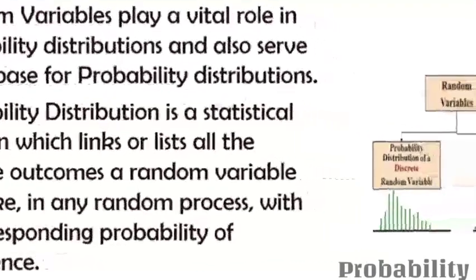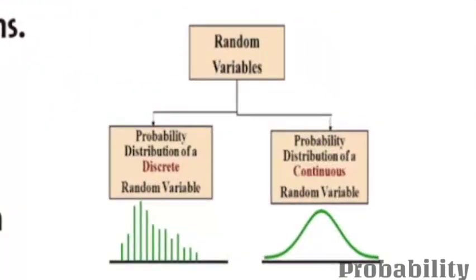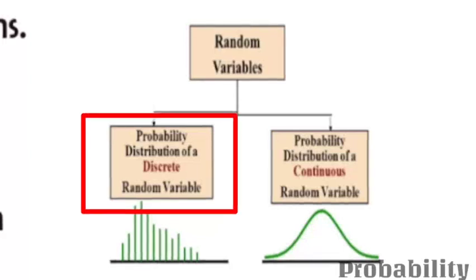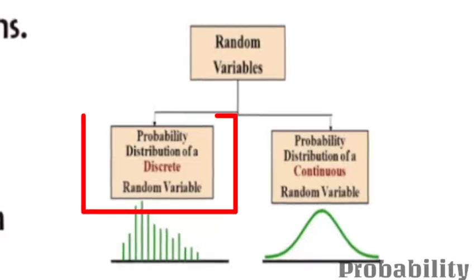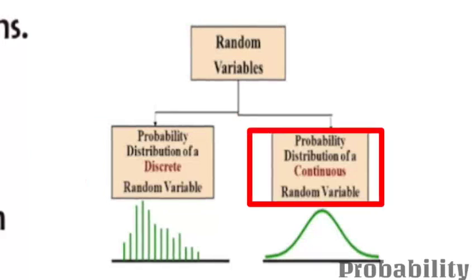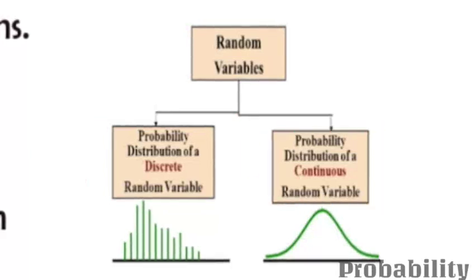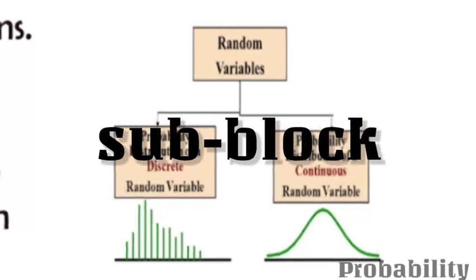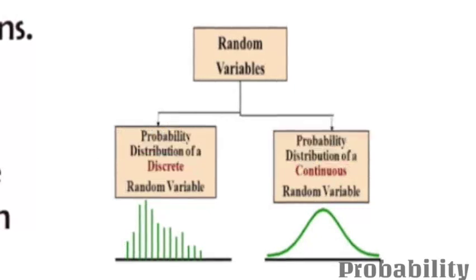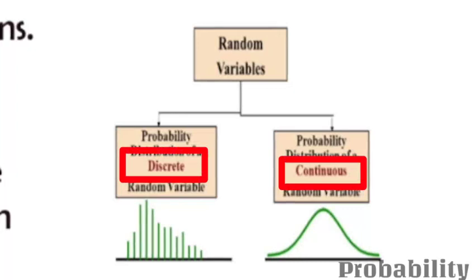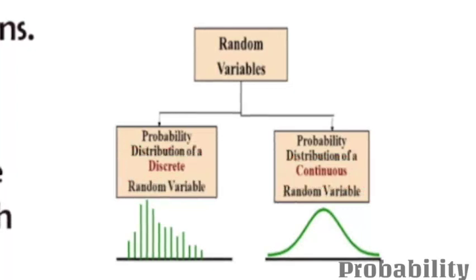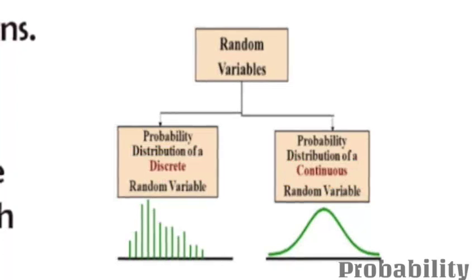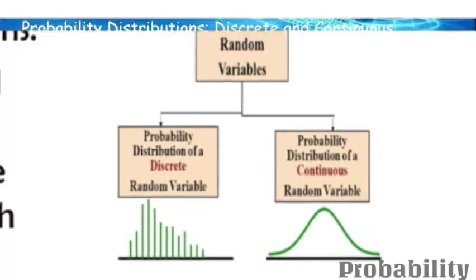Here on the right we can see that a random variable is divided into a probability distribution in a discrete manner and also in a continuous manner. This is what we had already seen with respect to the example, when we were checking the subblock of the data, which was divided into discrete data and continuous data. Those are the types of data we will be dealing with in this probability distribution: discrete and continuous probability distribution.